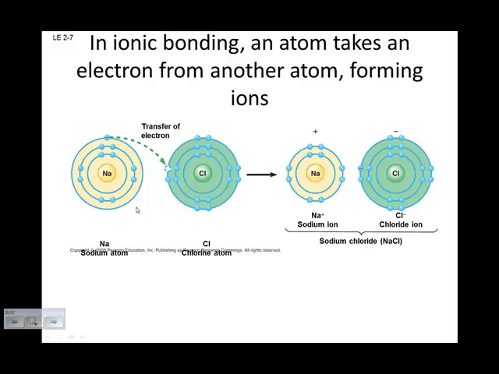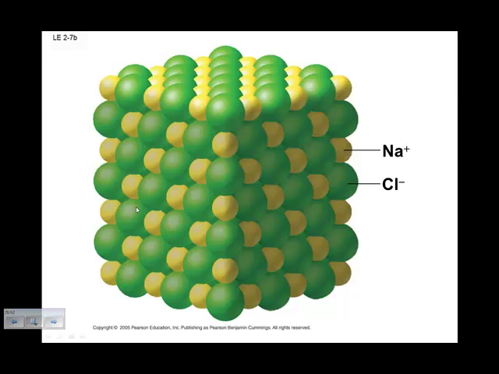Let's see, what else is important? What holds these together? There's an attractive force, right? Opposite electrical charges attract each other in the same way that opposite magnetic polarities attract each other, right? So there is an attraction between these that serves to have them form a crystal like this, right?